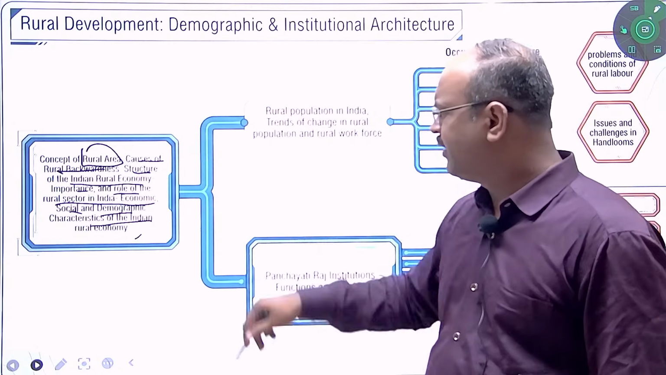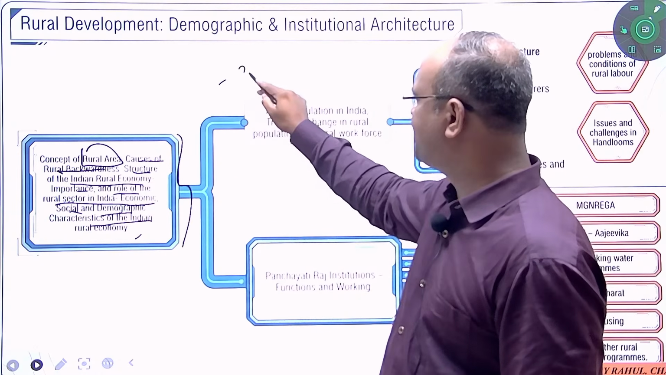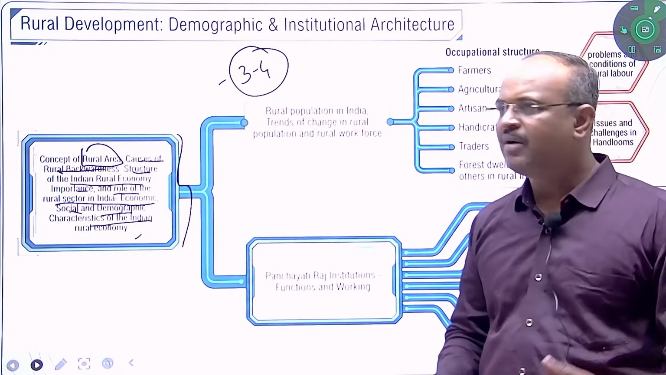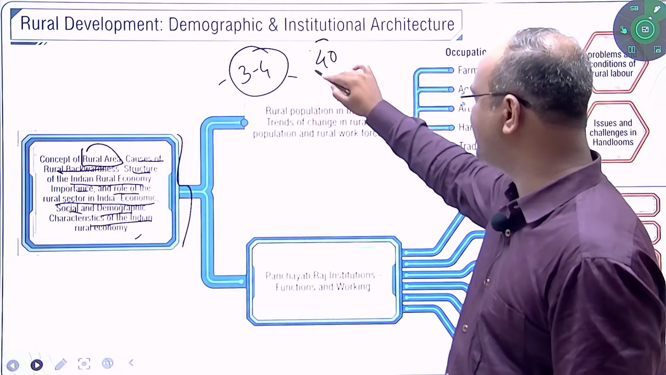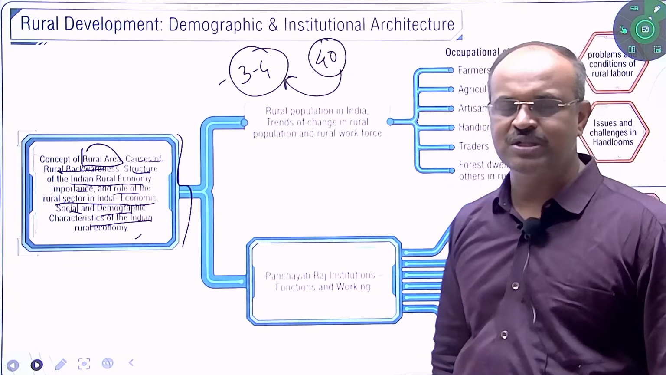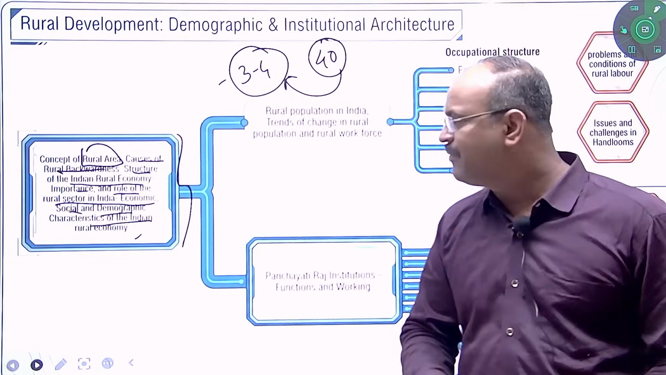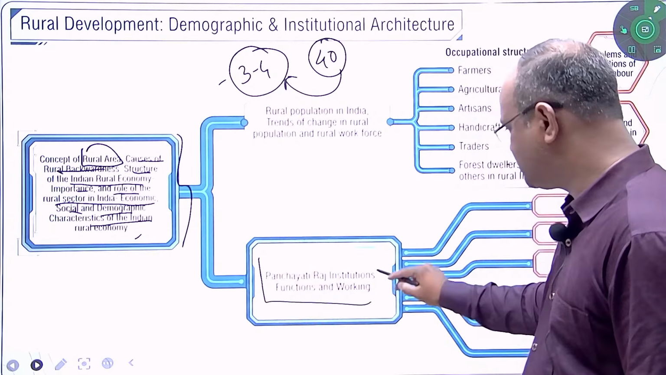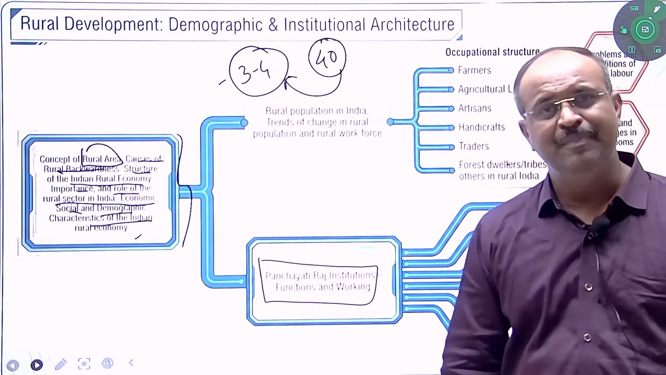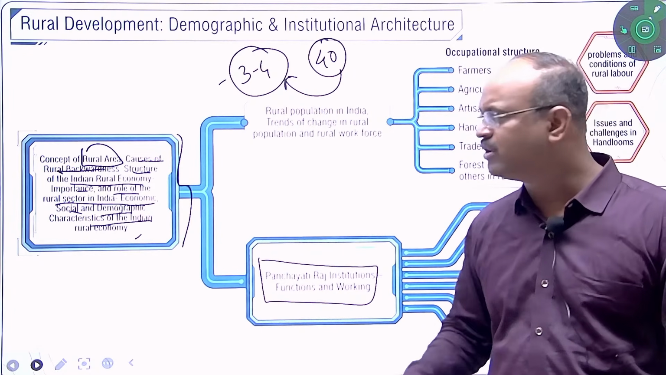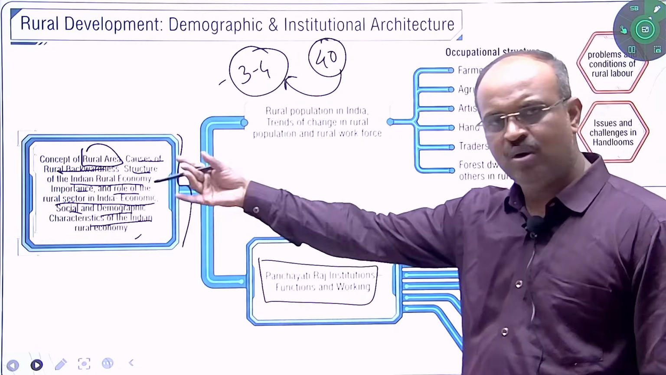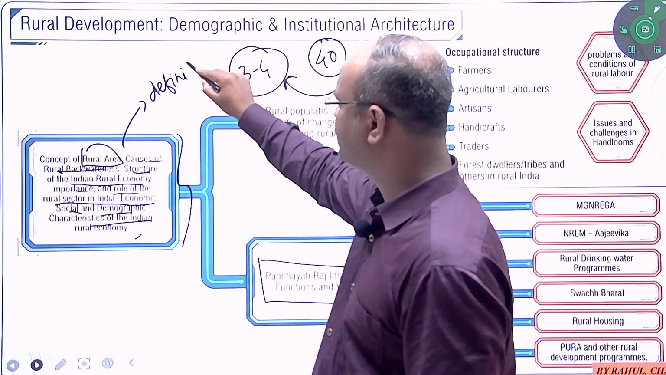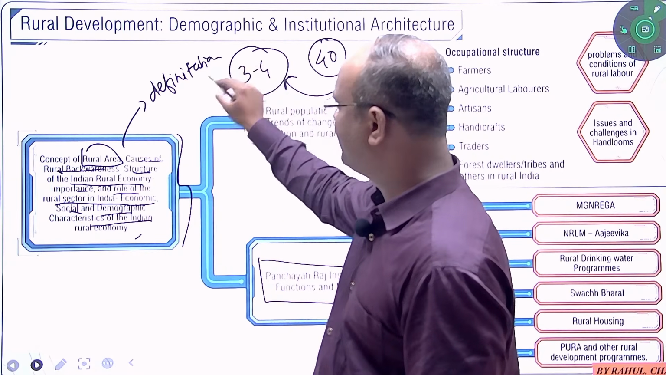Now you can hardly expect 3-4 questions from this entire rural development topic for the objective. So out of 40 in Phase 1, you can hardly expect 3-4 questions only. And NABARD will be focusing on the Panchayati Raj institutions, not basically on this. So here you can expect questions related to definitions. Definitions are important.